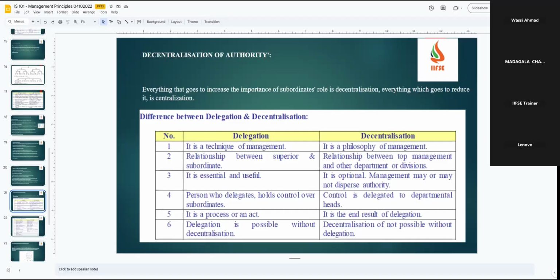When you talk about delegation, it is a pure relation between the supervisor and subordinate, or a manager and assistant manager, a senior manager and manager, a supervisor and a worker, a supervisor and a foreman. In decentralization, the relation is between top management and other departments or divisions. So here the top management will take a decision without asking any department heads.